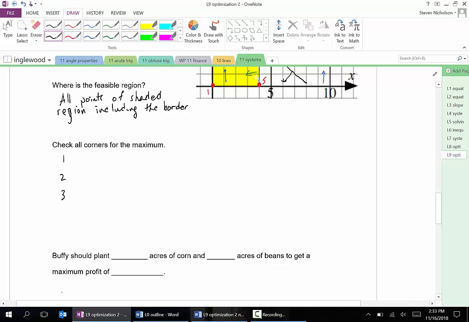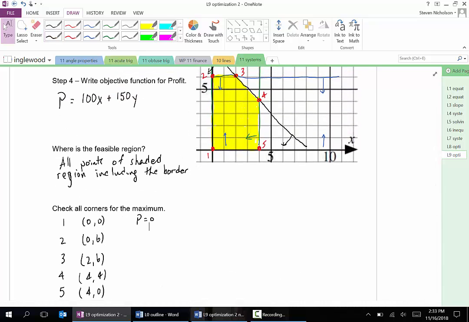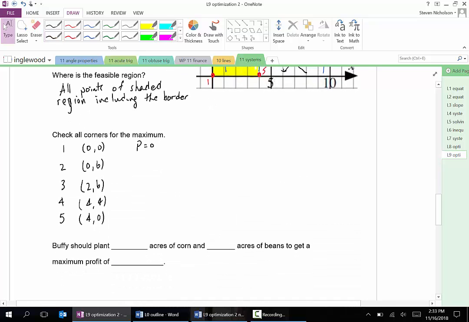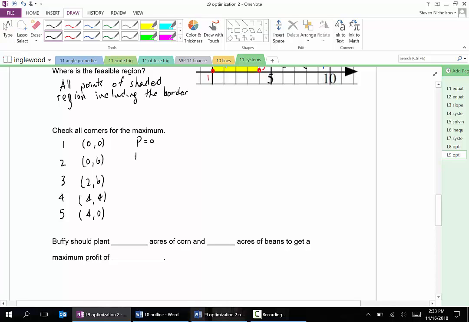So again, I'm going to do this really quickly. I've labeled the points 1, 2, 3, 4, 5, and I'm going to list the coordinates of those points. Now remember, these coordinates represent corn and beans, and some of these you're obviously going to chuck right away. All we're going to do is plug these numbers back into our objective function. The first one is 0. Again, that would be ridiculous, right?